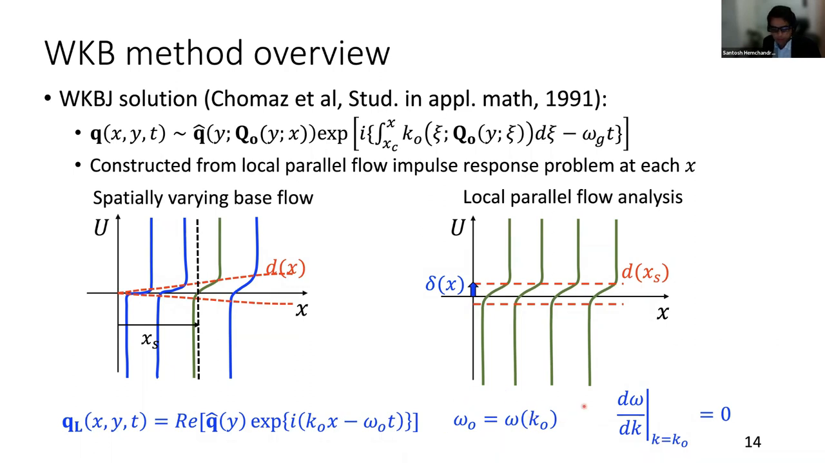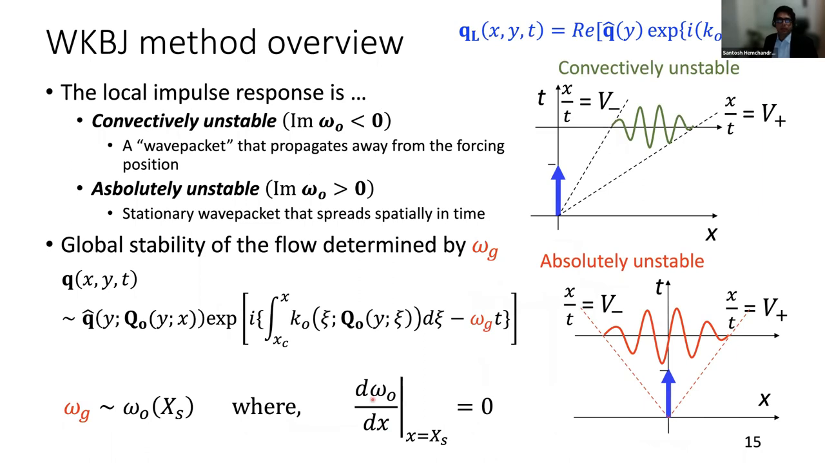And from what is known as the dispersion relation, which links the wave number of the oscillation to the frequency of the oscillation, you can determine another local impulse response frequency, omega naught, which satisfies the condition d omega by dk equals zero. Now, this is a fairly well known result in the hydrodynamic stability literature, and I don't want to go too much into it, but the consequences of this are as follows.